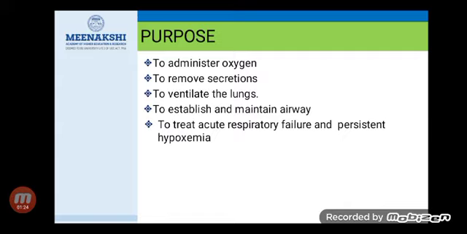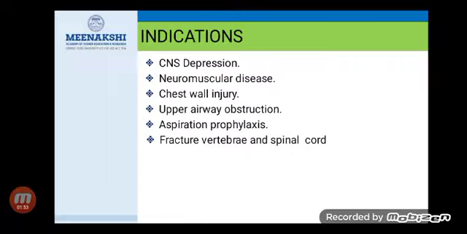So next we'll discuss the purposes of endotracheal intubation. Why are you intubating the patient? To deliver oxygen, to remove secretions, to ventilate the lungs, to establish and maintain the airway, and to treat acute respiratory failure and persistent hypoxemia.